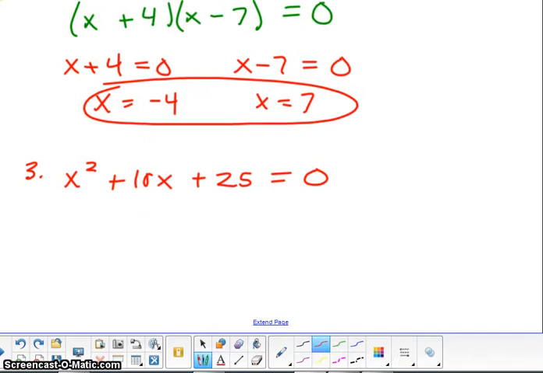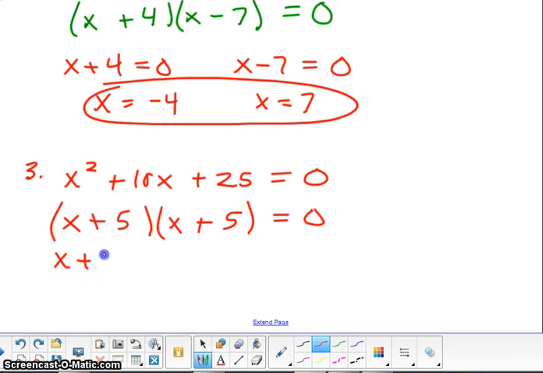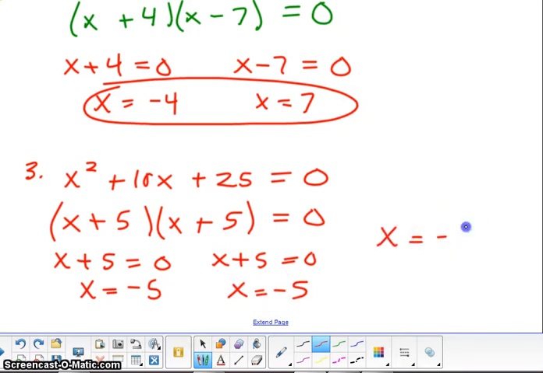Okay, so let's check your answer. Factors of 25 that will give you 10 are 5 and 5. And the only way I can get a positive 10 is if I use positives for the middle. So you set this one equal to 0, you get x equals -5. And you set this one equal to 0 and get the exact same thing. So for a final answer, you do not need to circle them both. It would only be one of them for the final answer.